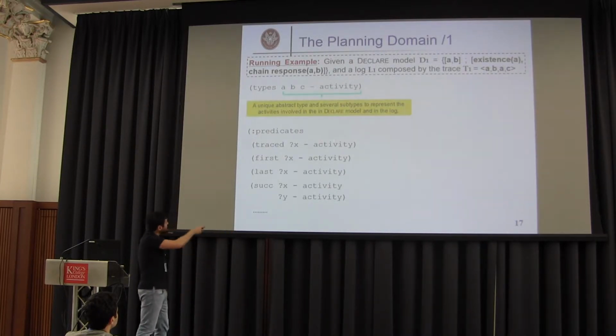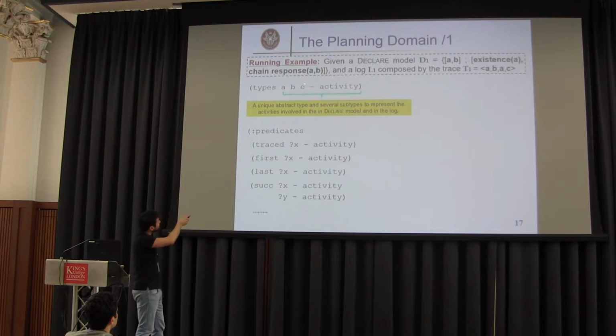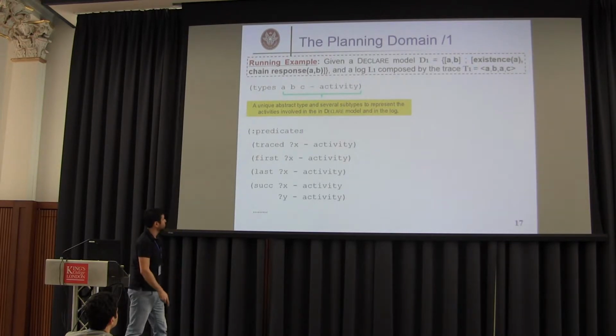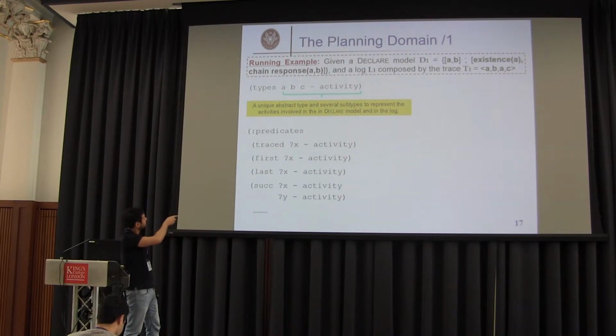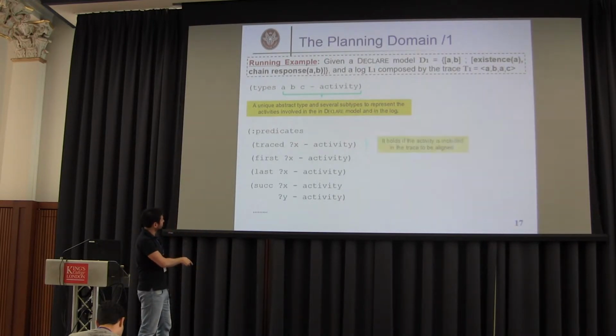First of all, we need to define a unique abstract type that is called activity, for defining every kind of activity contained in the trace, and several subtypes to define the specific kinds of activities that we want to keep track of. For example, in this case we have A, B, A, C, so we have three kinds of activities, A, B, and C. We need just four basic predicates for keeping track of the structure of the trace.